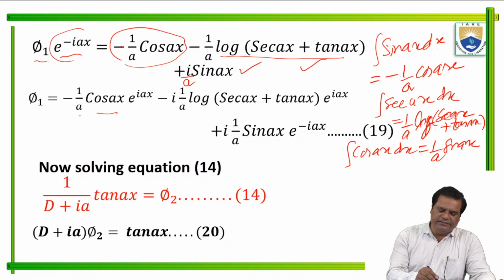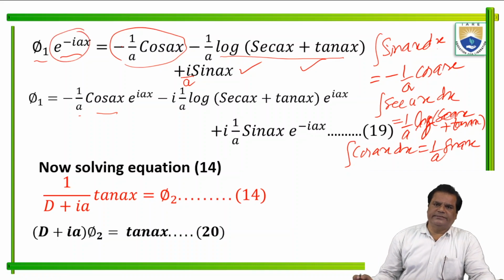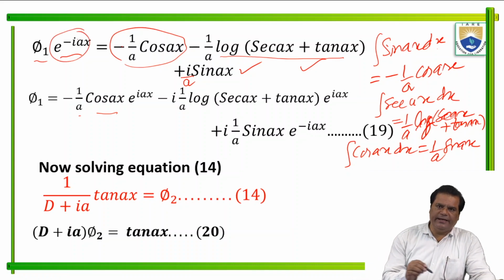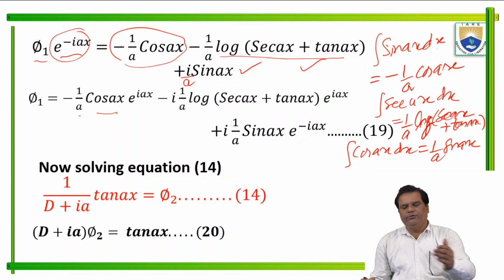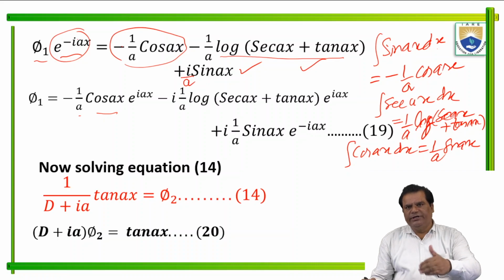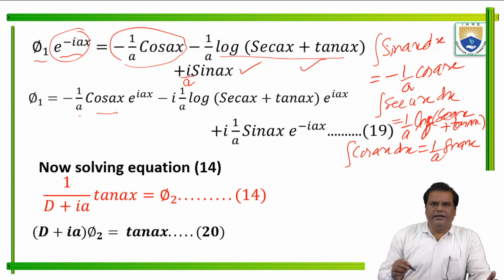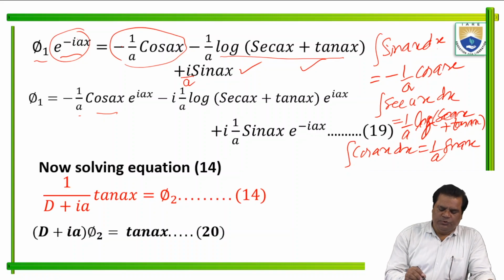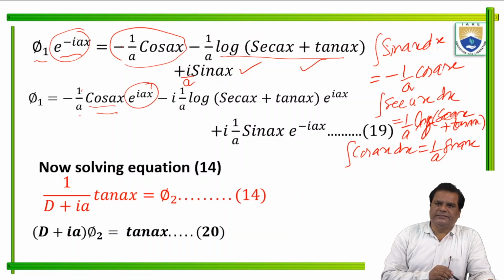So dividing by this function on the right hand side, e to the power minus ix, dividing to the right hand side. If we divide a minus sign, then this goes in the denominator, then the denominator after writing in the numerator is plus, positive. So here I am writing minus 1 upon a cos ax e to the power plus ix and minus i upon a log sec ax plus tan ax e to the power plus ix.